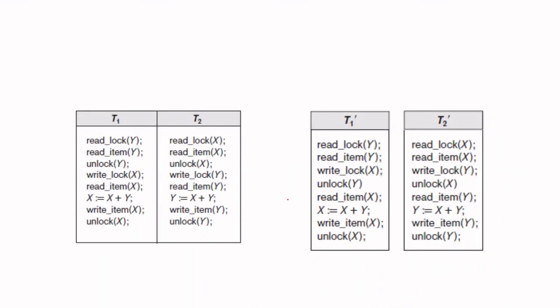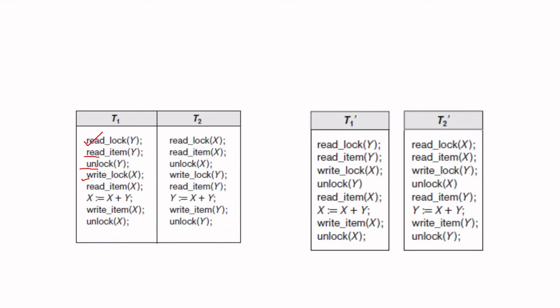Okay, if you look at these two transactions which are given, here you have a read lock, and then the item is read, and then you have an unlock. And after that, there is a write lock. So this does not follow the two-phase locking protocol.